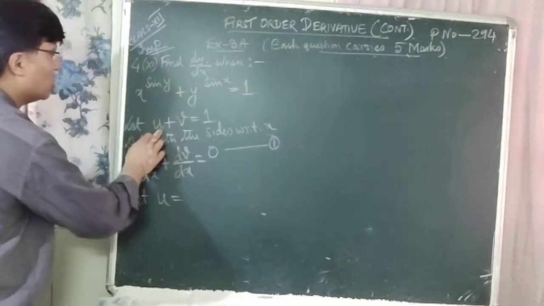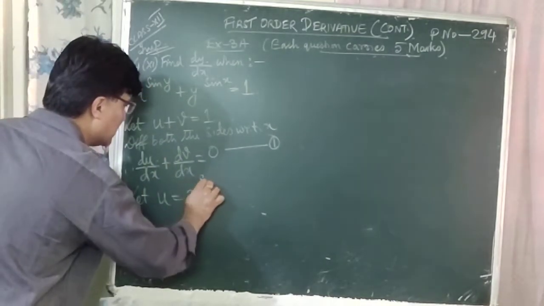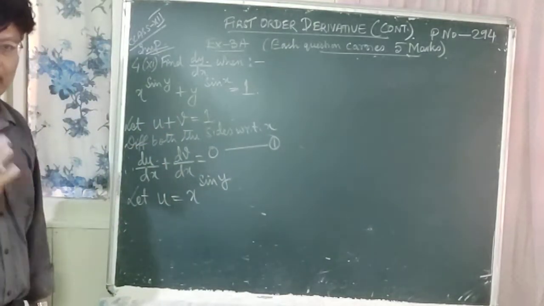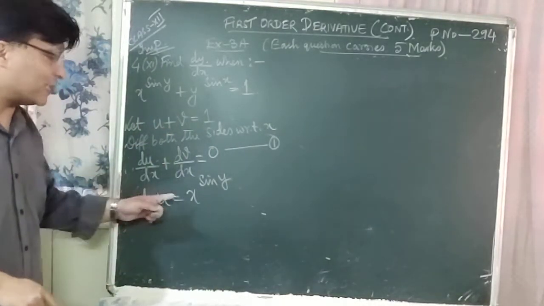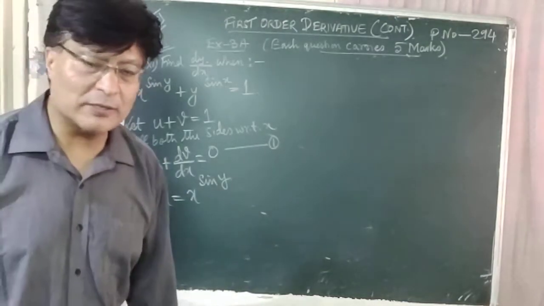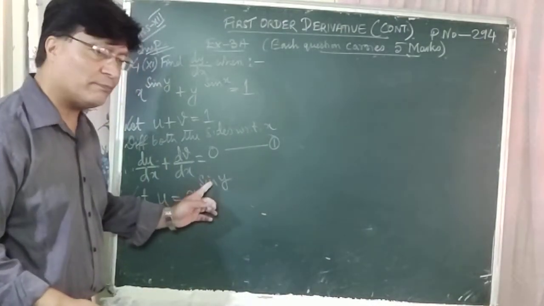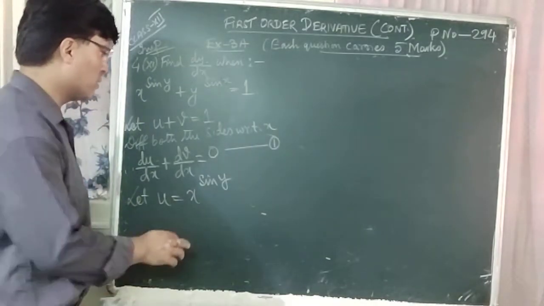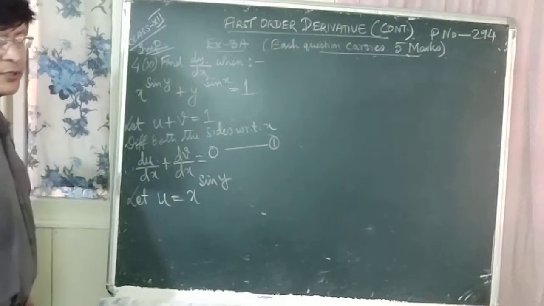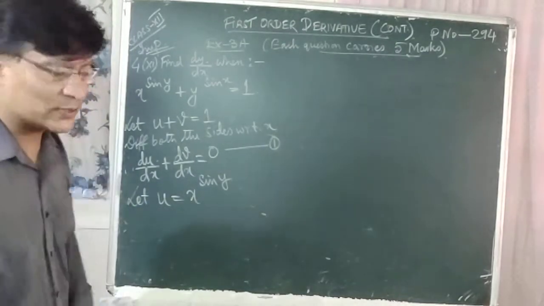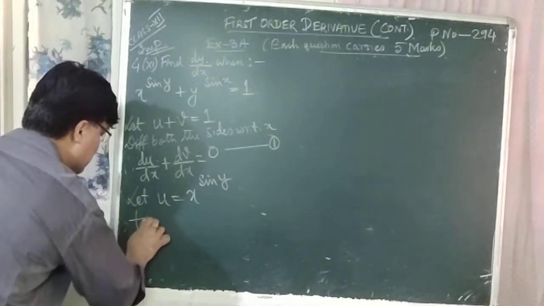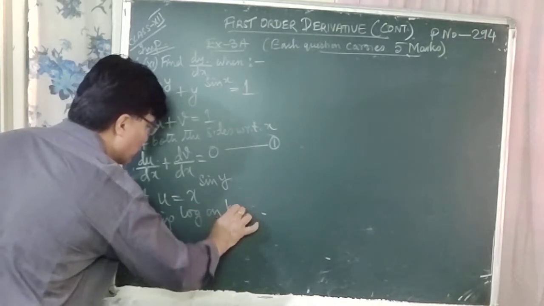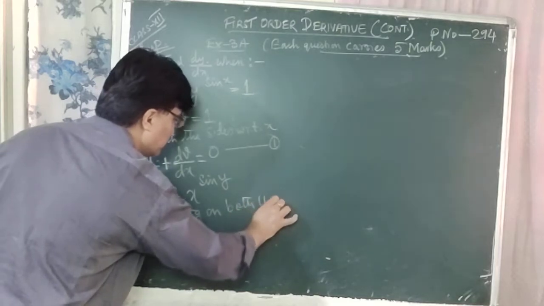Let u is equal to x to the power sine y. But you cannot differentiate it directly here because x is the variable, power sine y is also the variable. So you should take sine y to the front of x. So you have to take log on both the sides. So here the method is taking log on both the sides.